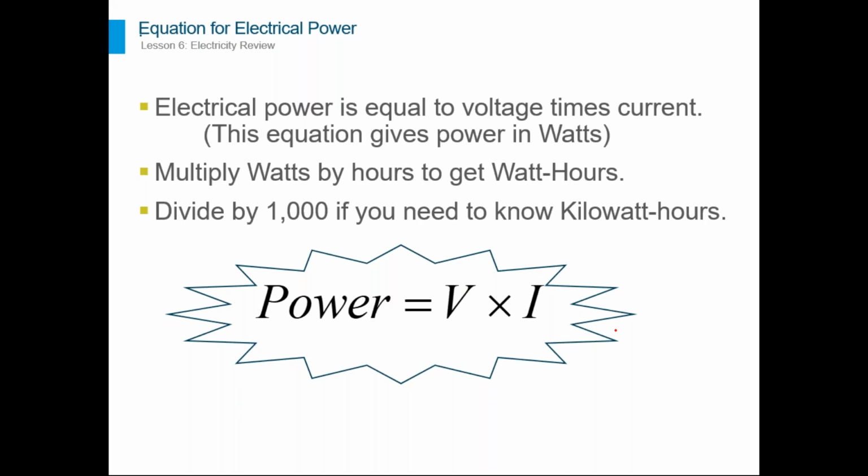But when we talk about electricity, for example the cost of electricity, it's measured in watt hours or kilowatt hours. So all you have to do is take the watts multiplied by the number of hours the device is being used to get watt hours. And if you want kilowatt hours, there's 1,000 watts in a kilowatt, so you just take your watt hours divided by 1,000 to get kilowatt hours.